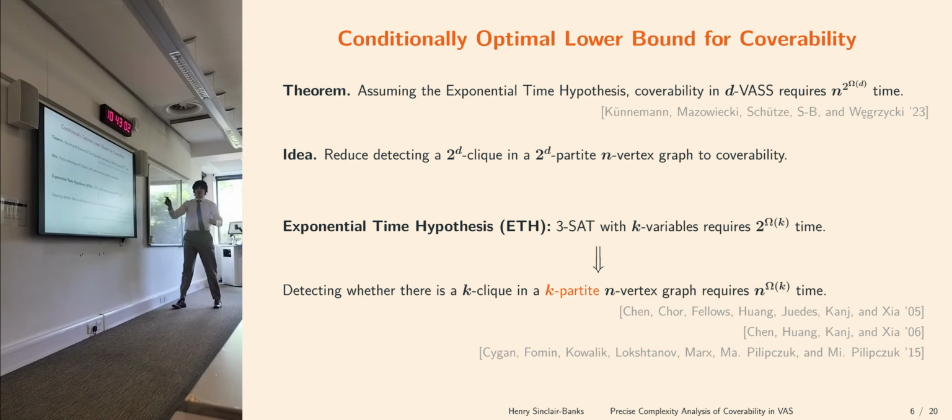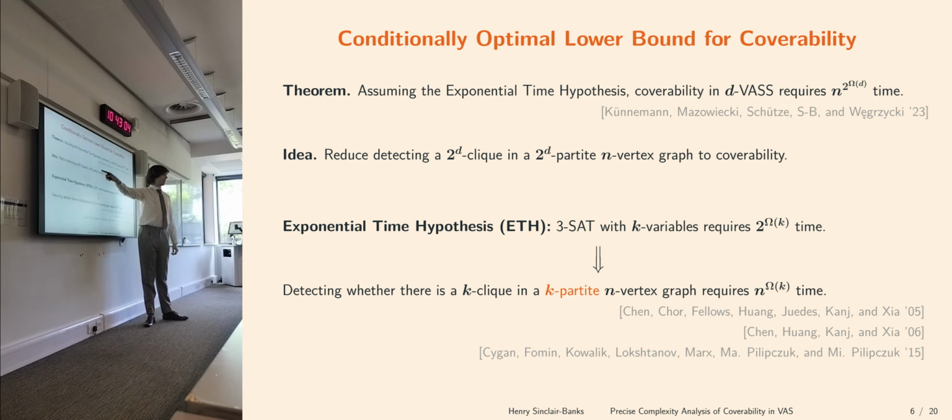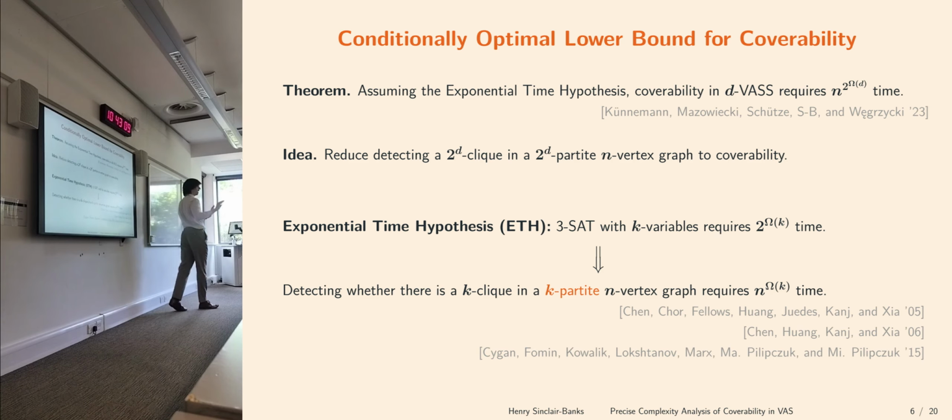And if you stare at it for a moment, this is the k for your k-clique problem. You shove it in here and you get an n to omega of 2 to d, right? Which is looking like the right flavor. We'll wrap this up later.